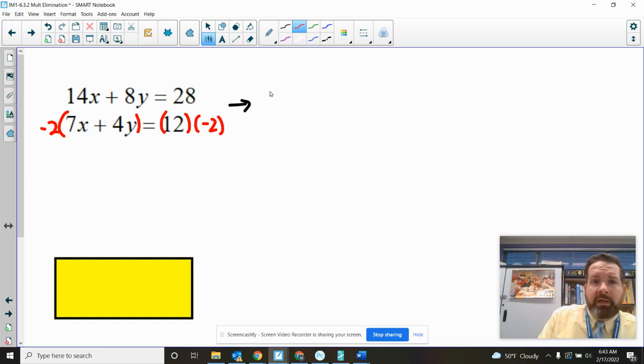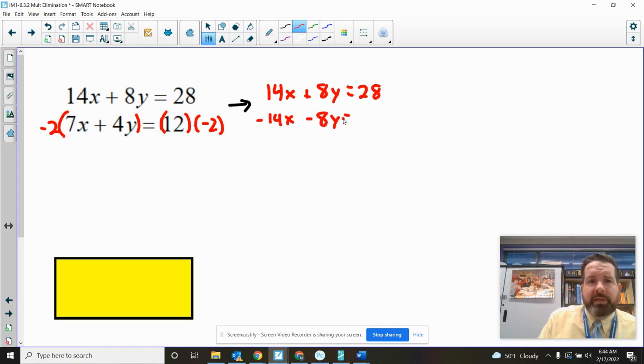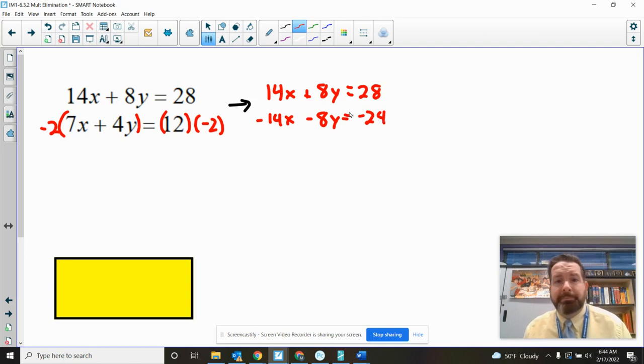That way, I would get a positive 14x on the top and a negative 14x on the bottom. Very, very cool. All right, top equation doesn't change because there was no multiplying happening. And then the bottom equation, negative 2 times 7, negative 2 times negative 4, negative 2 times 12. And there you go. In this case, we actually ended up with 2 pairs of opposites. Doesn't always happen, but it happens sometimes. As long as you have 1 pair of opposites, you're good to go.